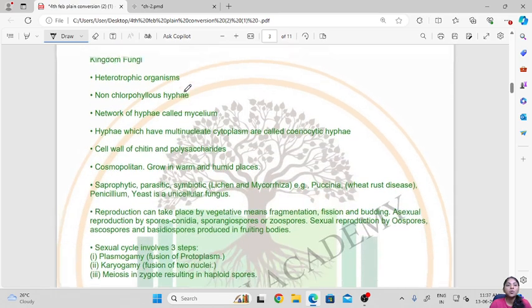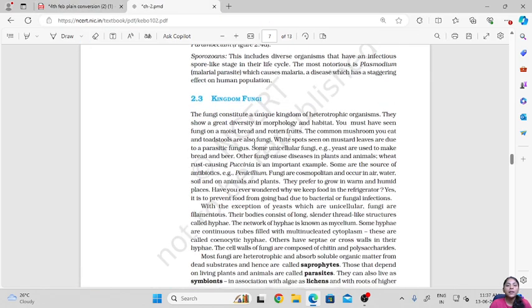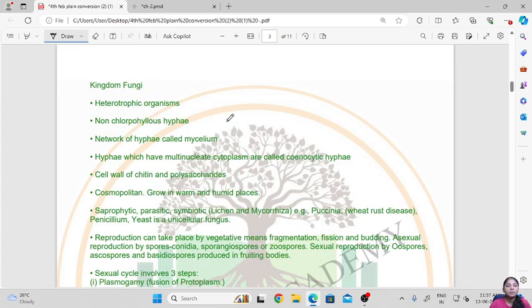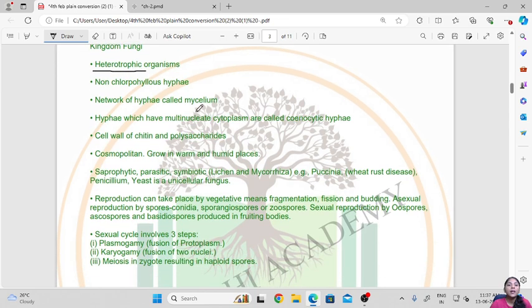So let us move on to the next kingdom, that is kingdom Fungi. So the organisms that are grouped in kingdom Fungi are heterotrophic organisms. So they do not prepare their own food, they depend on other organisms for their source of food. Then they are non-chlorophyllous, so they lack chlorophyll.